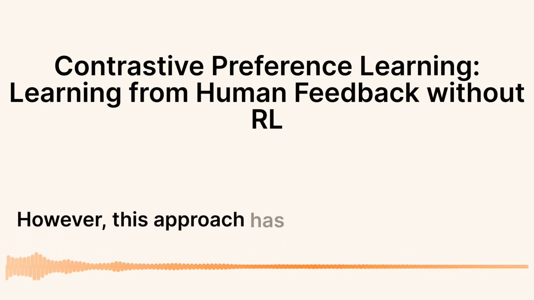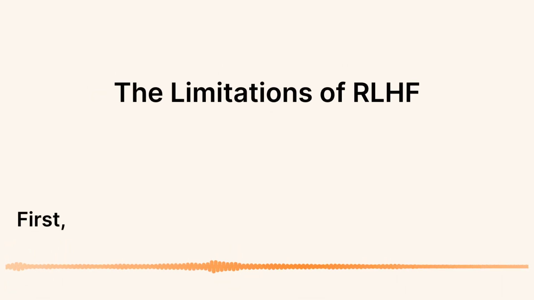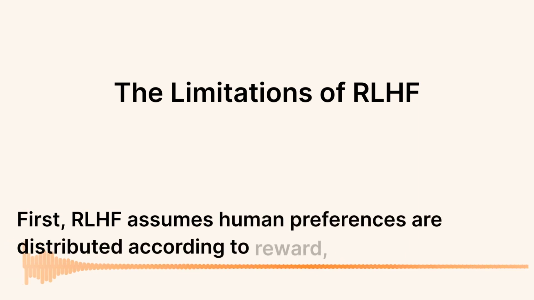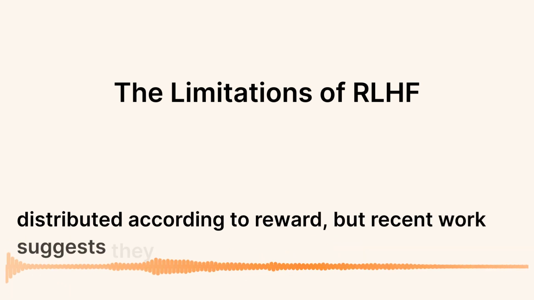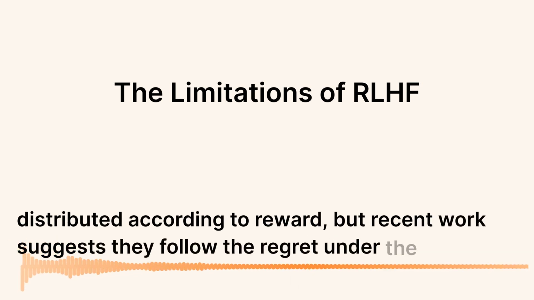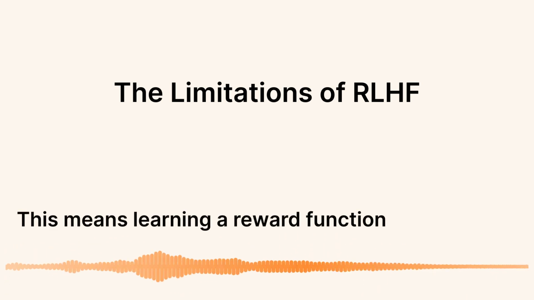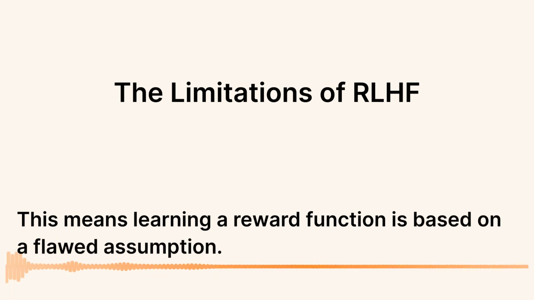However, this approach has limitations. First, RLHF assumes human preferences are distributed according to reward, but recent work suggests they follow the regret under the user's optimal policy. This means learning a reward function is based on a flawed assumption.